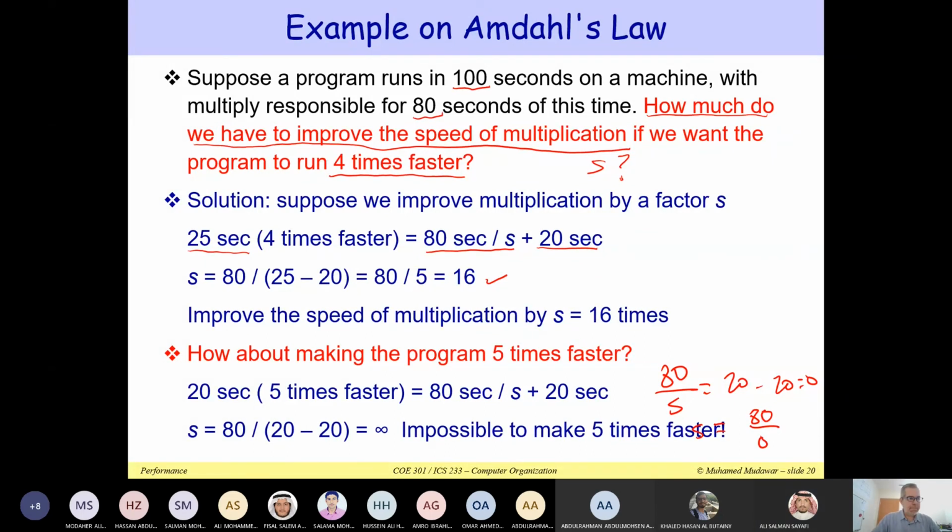It's impossible. Why? Because you have to reduce the execution time to 20, but you need 20 seconds anyway for the rest of the program. So you would have to reduce the part spent by multiplication from 80 seconds to 0 seconds, and that's not really possible. So no matter what, you cannot make the program 5 times faster. That's Amdahl's law.